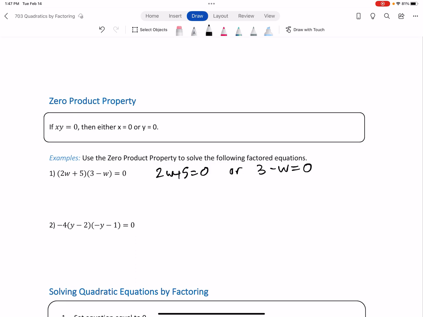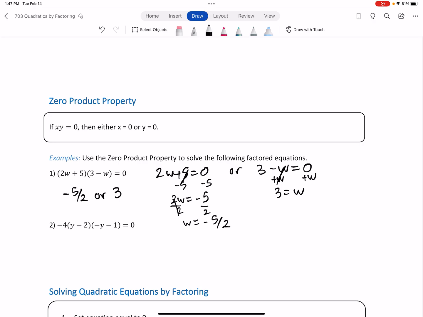So now what I know is I can solve each of these equations, the linear equations, separately. So I could add w to both sides and get 3 equals w, or I could subtract 5 from both sides and then divide by 2 and get w equals negative 5 halves. So this equation that's factored out has two solutions, negative 5 halves or 3. And I can do that with as many factors as I want.